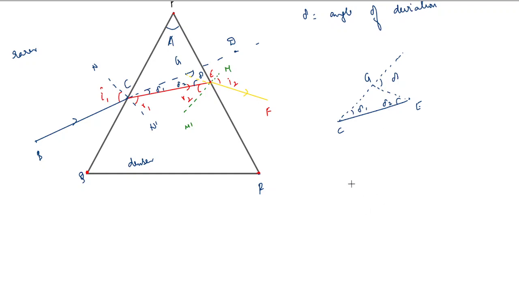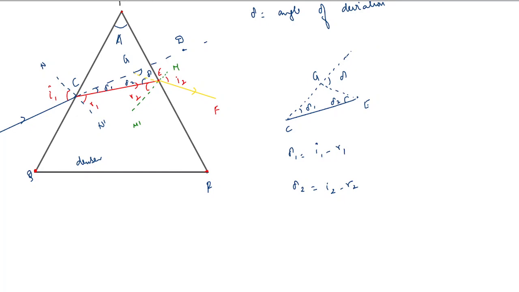We have studied in refraction that delta 1 is nothing but the angle of deviation for the face PQ, or for the ray BC on the face PQ. This is equal to I1 minus R1, and delta 2 is equal to I2 minus R2. Therefore, from this triangle, delta here is the exterior angle, and we know that the exterior angle is equal to the sum of opposite interior angles. So in this case, delta is equal to delta 1 plus delta 2.